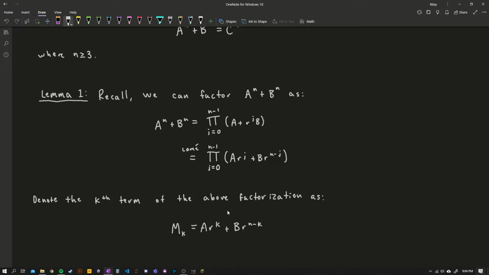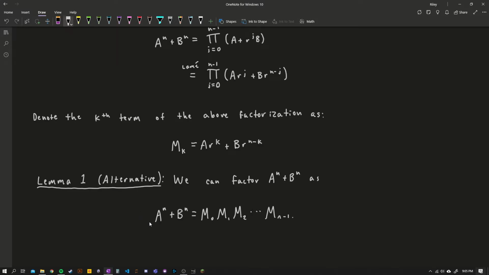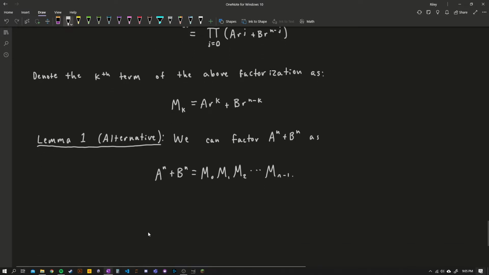Using this, we can get an alternative statement of lemma 1, where instead of having this product here, we can just say a to the n plus b to the n is equal to m sub 0 times m sub 1 times m sub 2 all the way up to m sub n minus 1. Before we do the second lemma, there's some more notation that I want to introduce. I want to let z sub j be equal to r to the j plus r to the minus j. r is just that root of unity.